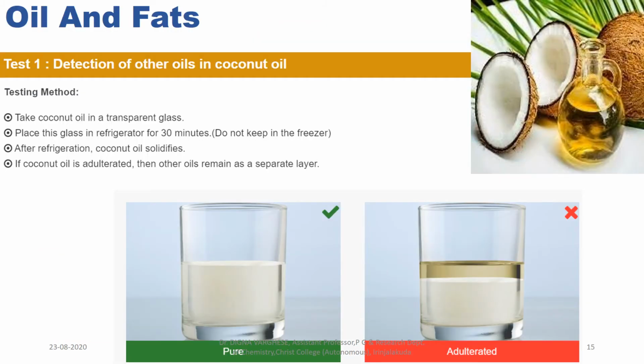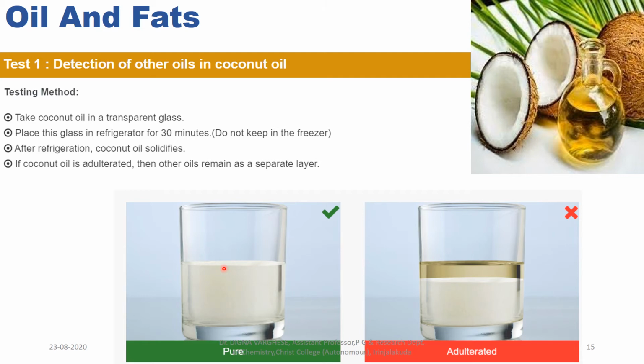Now we are discussing the next topic, adulteration in vegetable oils. First we are considering coconut oil. Detection of other oils present in coconut oil. The first test method is like this. Take coconut oil in a transparent glass. Place this glass in a refrigerator for 30 minutes.